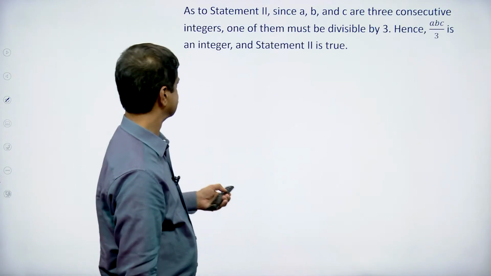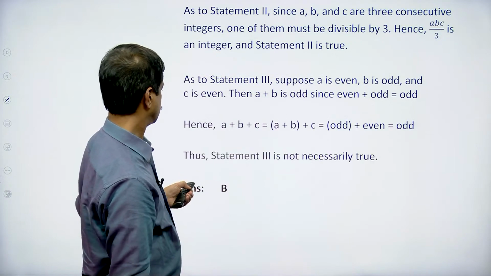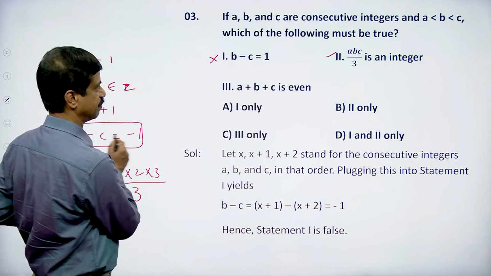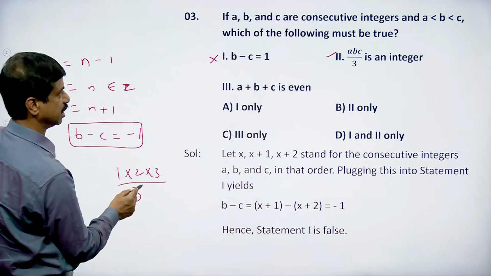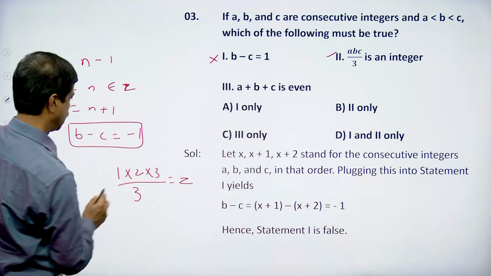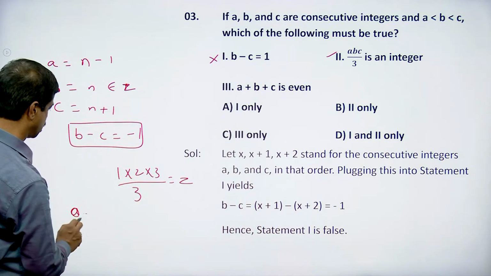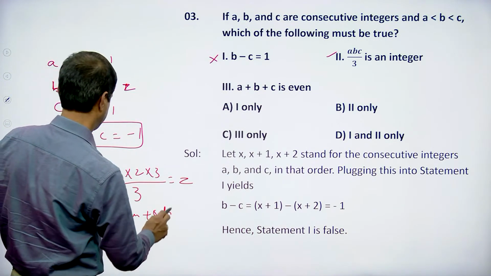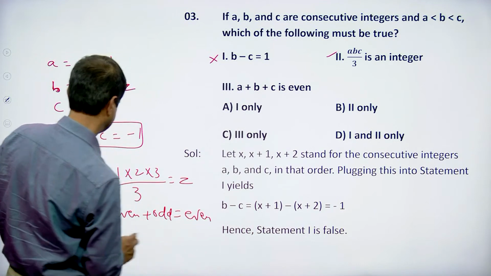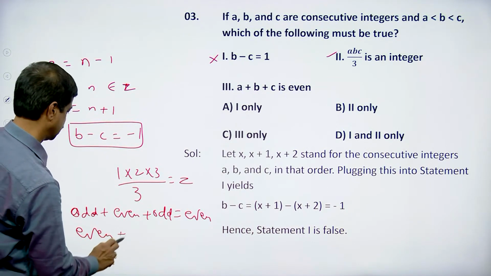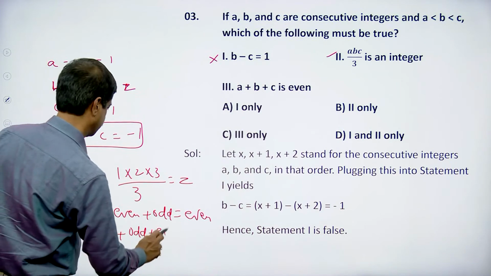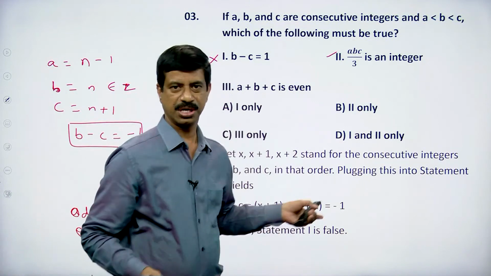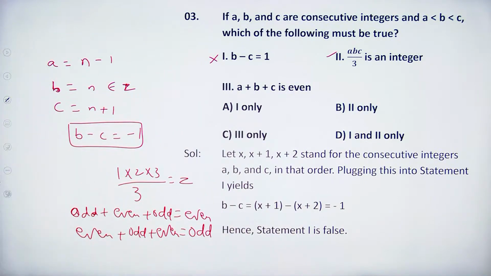Okay, children. So better take this. It's all not required. So here I think every explanation is there. B minus C is minus 1 is there. ABC by 3 equal to an integer, it is there. A plus B plus C: so it is odd plus even plus odd is even. Even plus odd plus even is odd. So therefore, this is not true. I think every explanation I have given on the board, please note it fast, quick.